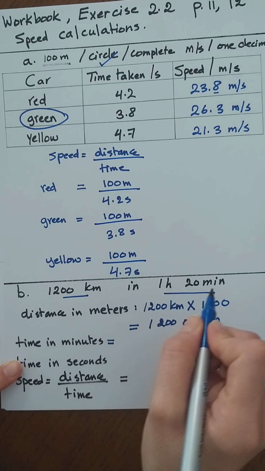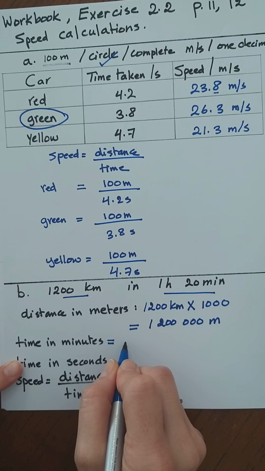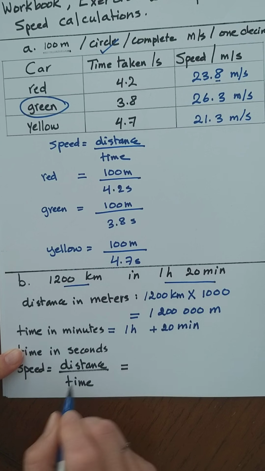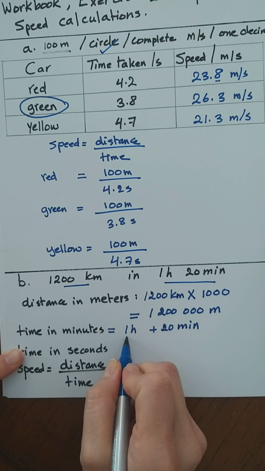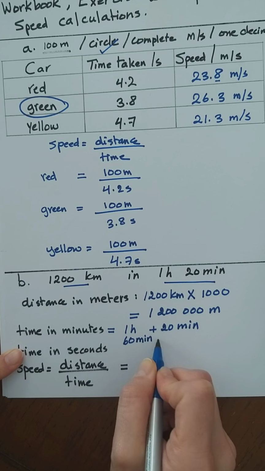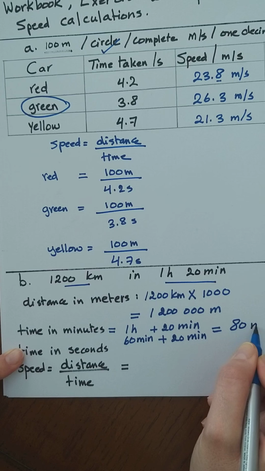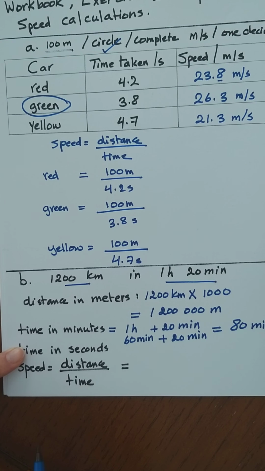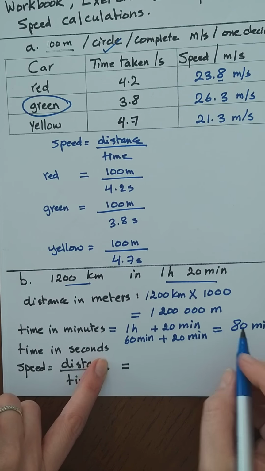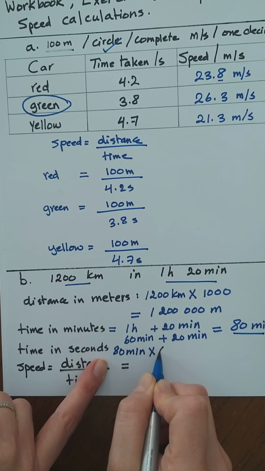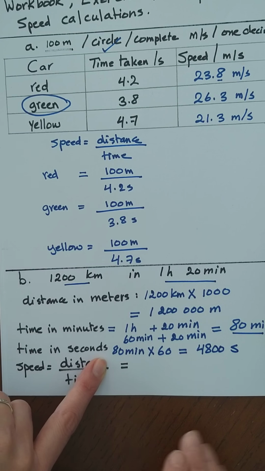For how many minutes does it travel? Okay, so it travels 1 hour 20 minutes. 1 hour plus 20 minutes. 1 hour is 60 minutes. 60 minutes plus 20 minutes. So it travels for 80 minutes. And for how many seconds? So we need to convert the time in minutes, 80 minutes, to seconds, multiply by 60, and the answer is 4,800 seconds.